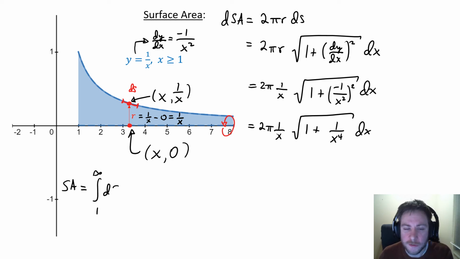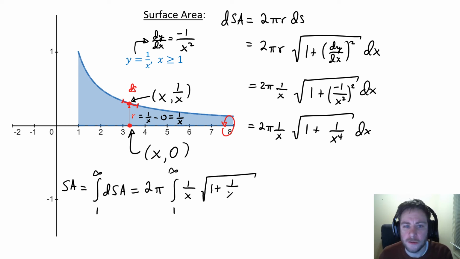Now our total surface area will be found by adding up all these surface area slices, starting from x equals 1 and going all the way towards infinity. Plug in your formula for dSA to get this result, which, as you can imagine, is a really hard integral to calculate. So instead of calculating the value exactly, we're just going to form an estimation here.